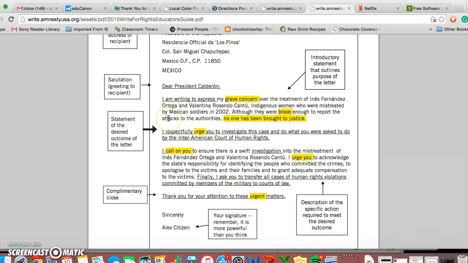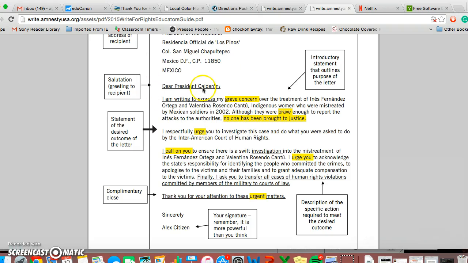I'm writing to express my grave concern over the treatment of Inez Fernandez Ortega and Valentina Rosendo Cantú, indigenous women who were mistreated by Mexican soldiers in 2002. Although they were brave enough to report the attacks to the authorities, no one has been brought to justice. So, this points out the exact problem. It points out what went wrong, and it makes it urgent.